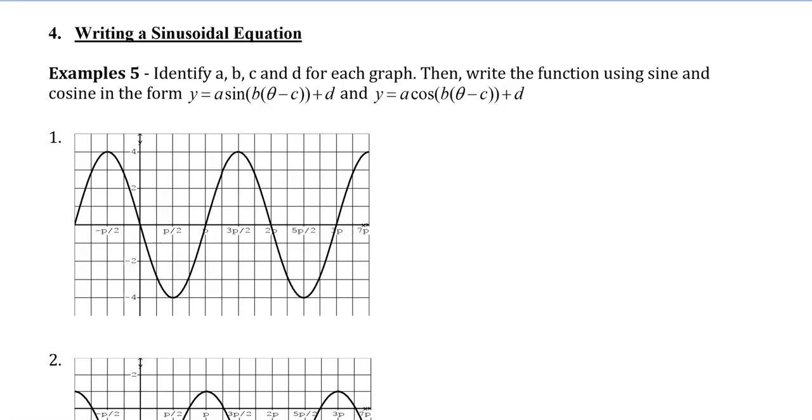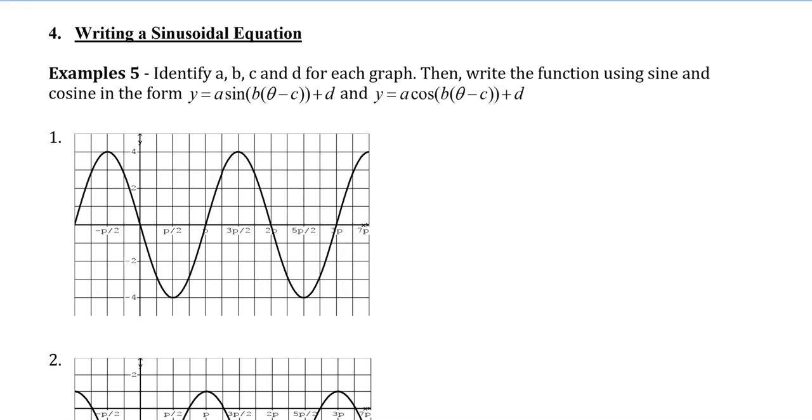In this video, we're going to take a look at how to write a sinusoidal function given the graph, and we're also going to take a look at an application of sinusoidal functions. So to begin, you want to identify A, B, C, and D, which is the amplitude, period, phase shift, and the vertical displacement for the graph, and then I actually want to take a look at how to write the graph in sine form and also in cosine form.